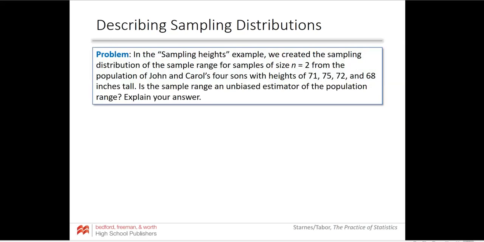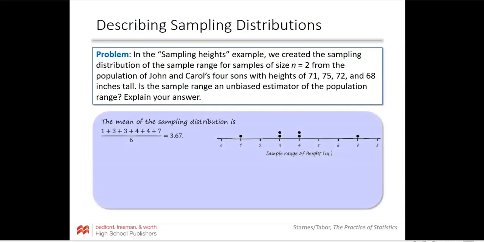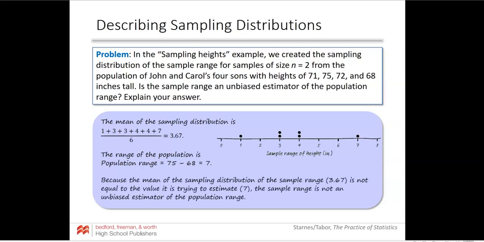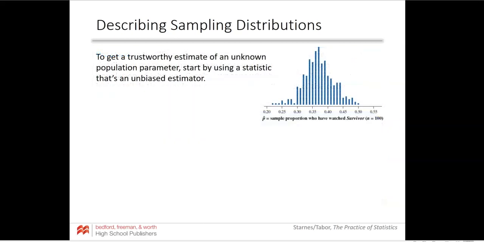If you remember the sampling heights, we did do the range thing. And so is range an unbiased estimator? Not so much here, because the range of the sampling distribution was 3.67. That's the average range. But the actual range of the population was actually 7. So those don't match. So with range, it's not a good predictor there. It's not an unbiased estimator. It'd be a biased estimator, I guess.